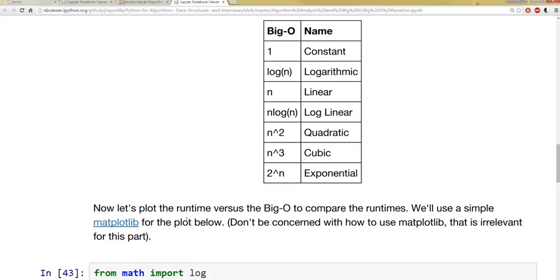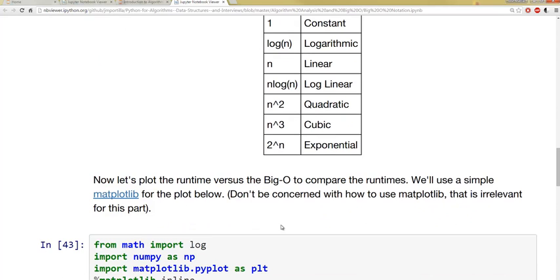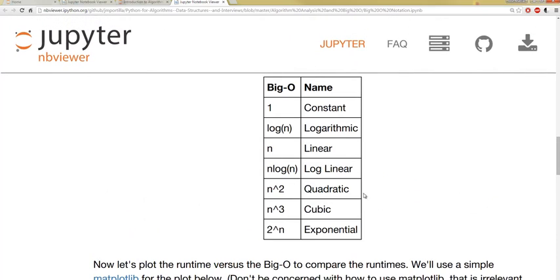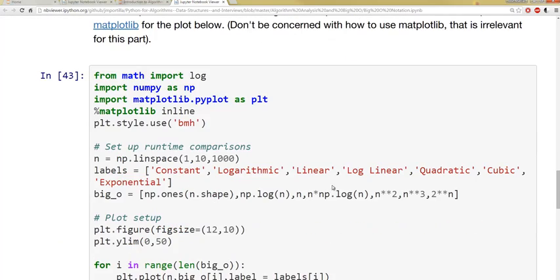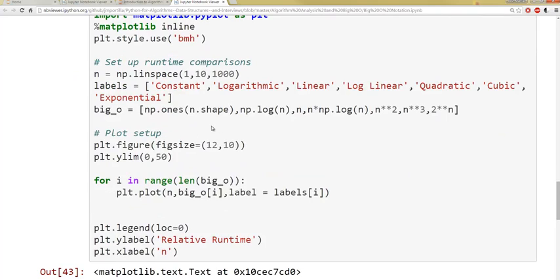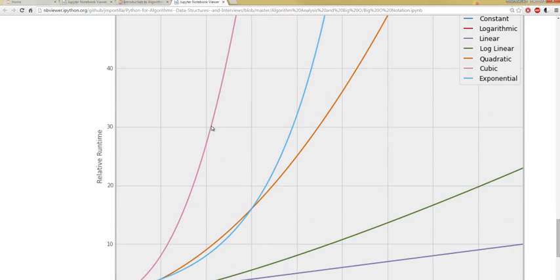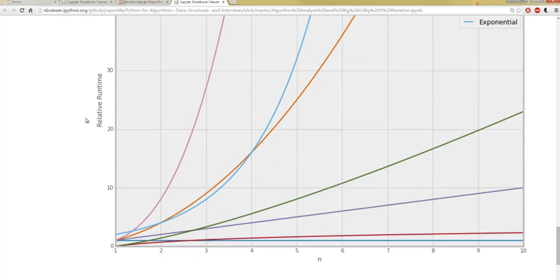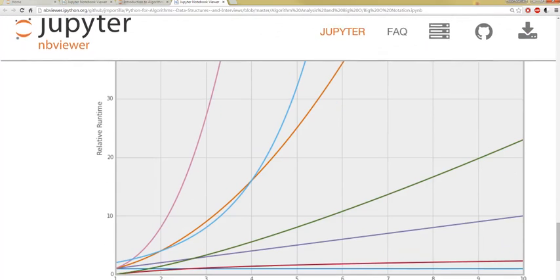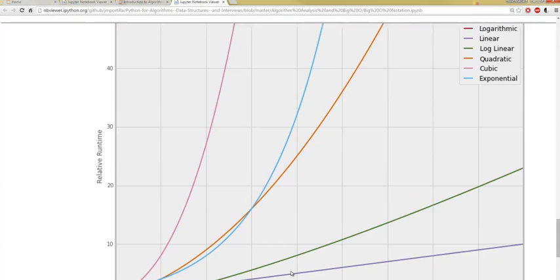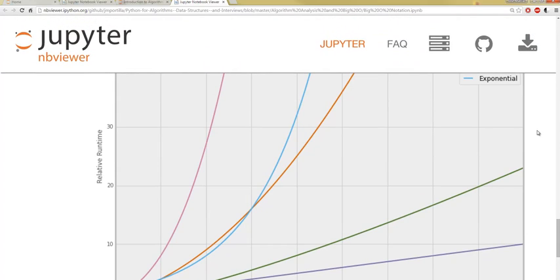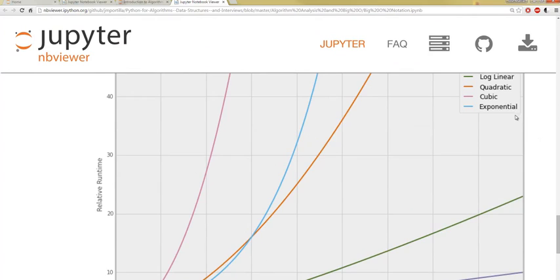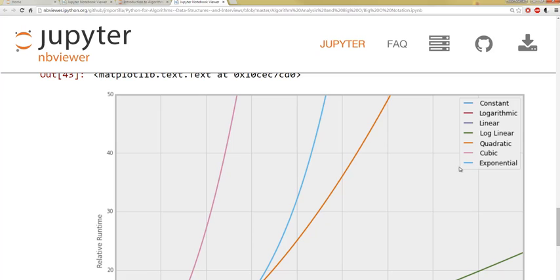So what I'm going to do now is use a library called matplotlib to plot out the differences between these big O's. You can go ahead and check out that code yourself, but don't worry about it. We're just discussing big O notation here, not matplotlib. But I used that code to create this plot here. So here we can compare the growth of relative runtime versus the size of the input. You can see here in constant time, you'd have a straight line, and then you'd also have logarithmic, log linear, quadratic, cubic, and exponential.